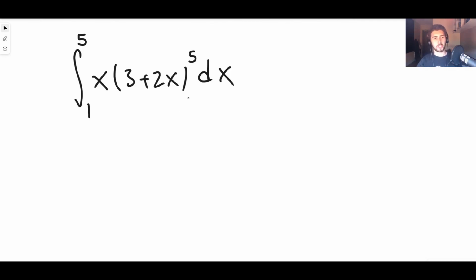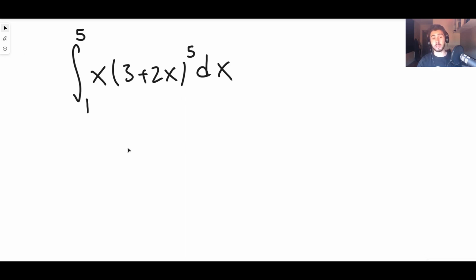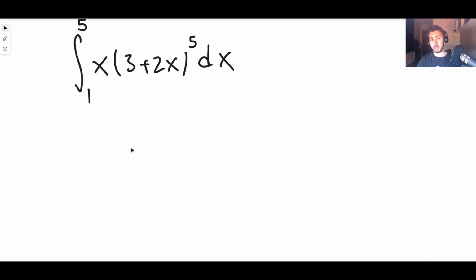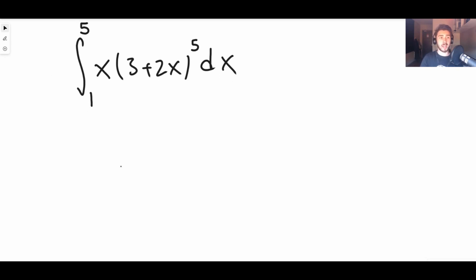Okay, we've got another question chilling out right here. So this time, we've got x times (3 plus 2x) to the 5, and also it's definite integration, which means that there's limits in here. So we're actually kind of trying to find the area beneath this curve in between 1 and 5 on the x-coordinates. So you might say, that kind of adds a bit of complexity to the mix. You're absolutely right, it does, but it's okay, we can still do it.